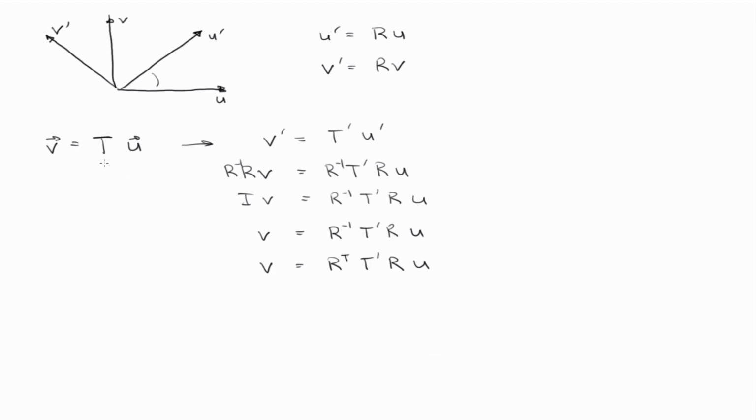So now if we just compare this equation and this equation, just by inspection, you can see that T must equal R^T T prime R. And if we have that, we can come up with the inverse relation by multiplying on the left by R and on the right by R^T, and then what we get is that T prime is equal to R T R transpose. So that's how a tensor transforms under a rotation.